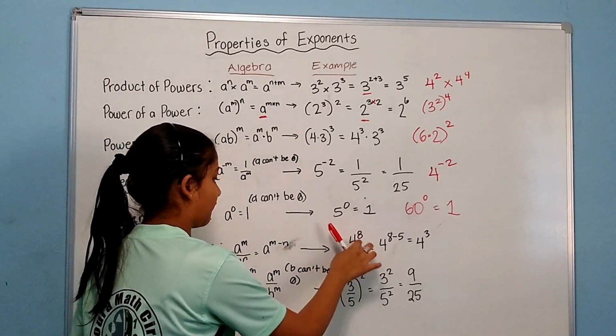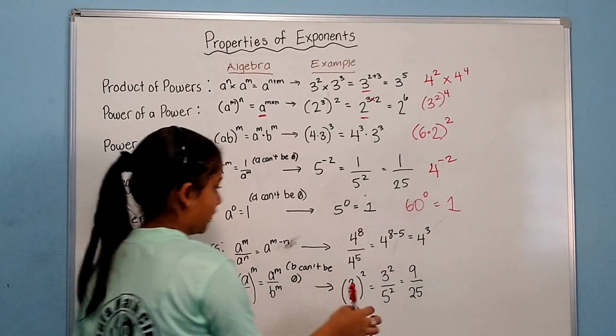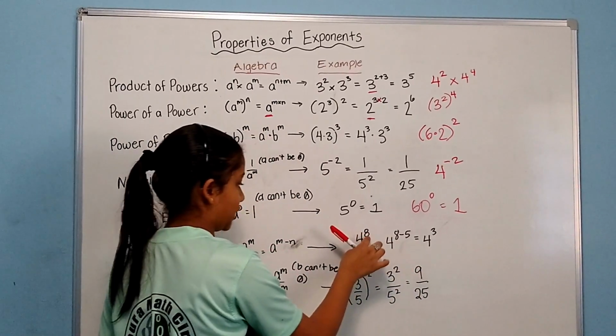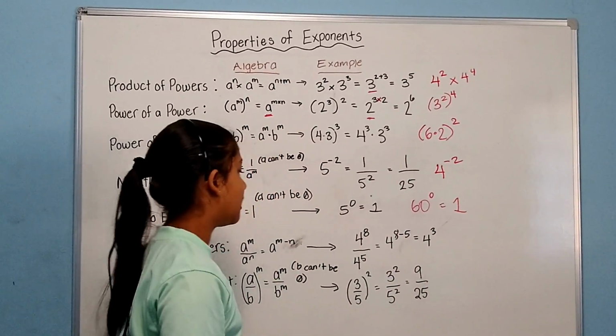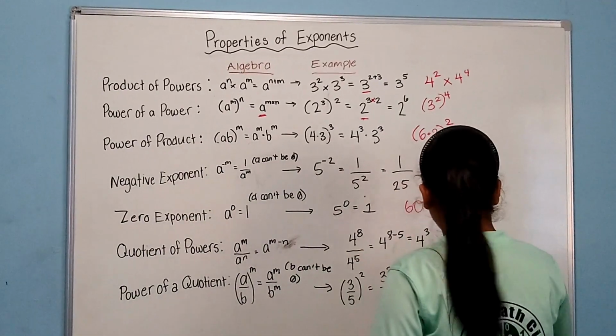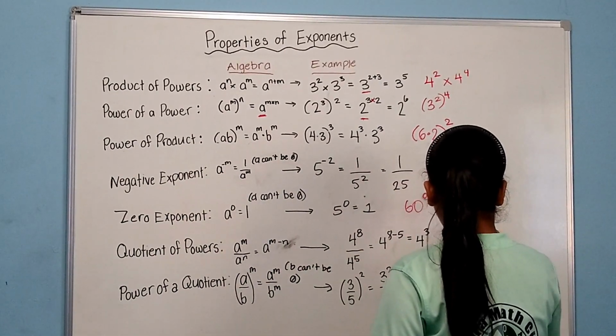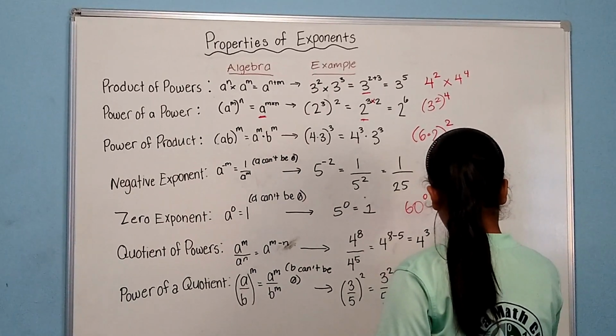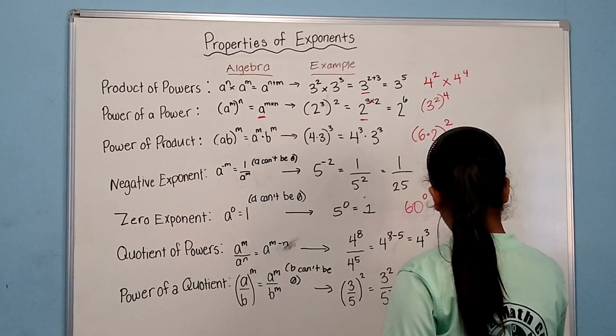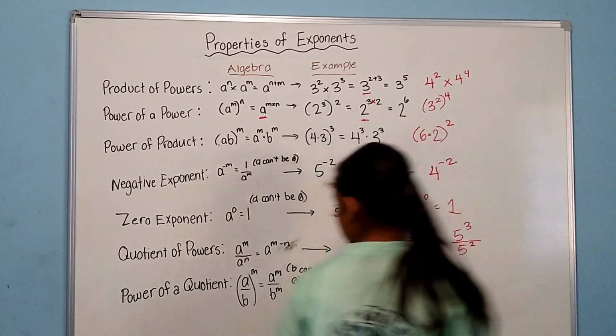So let's look at an example here. It's 4 to the power of 8 divided by 4 to the power of 5. So we keep the base the same and we subtract. We get 8 minus 5, which is 4 to the power of 3. Let me give you an example. Why don't you do 5 to the power of 3 divided by 5 to the power of 2.